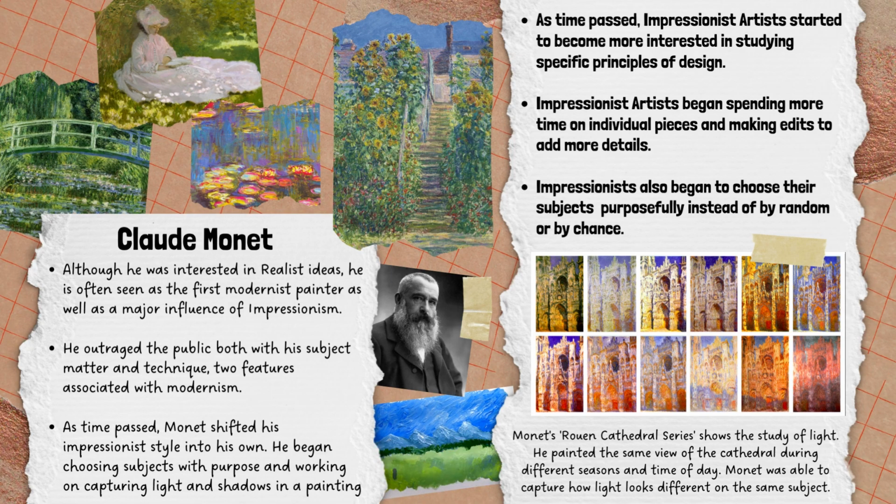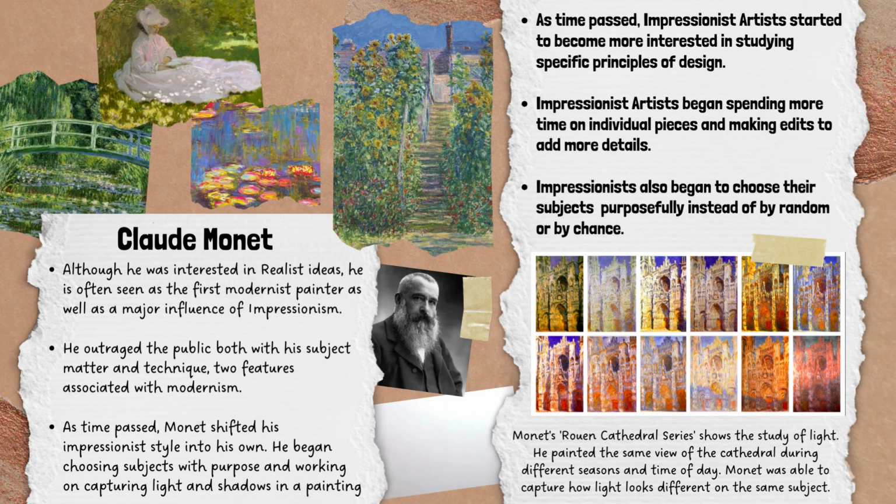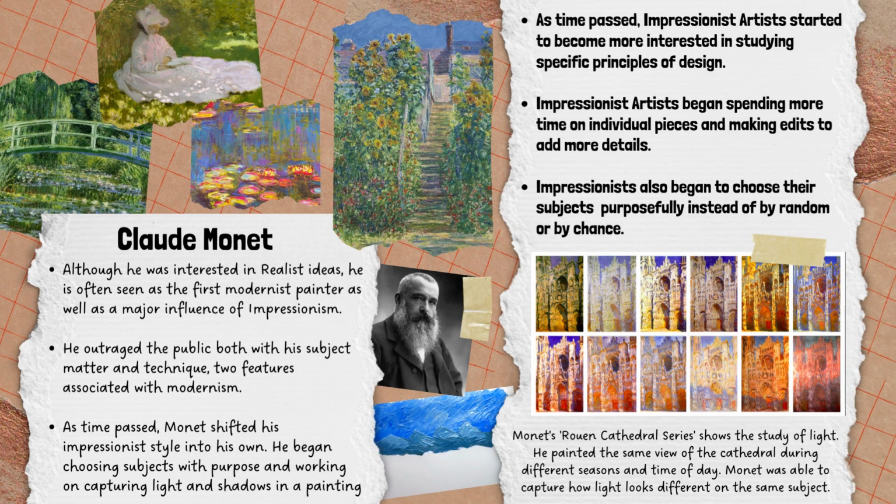Monet is very known for painting outdoor scenes, nature, and playing with the reflection in water. Now, as time passed, Monet became more and more interested in studying light and how light can be captured in an image.